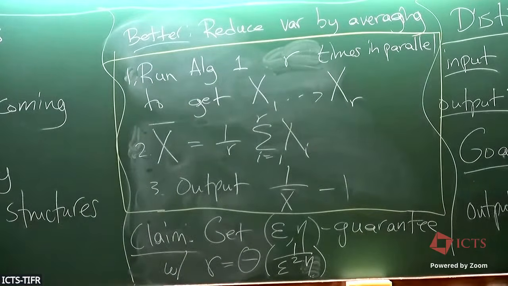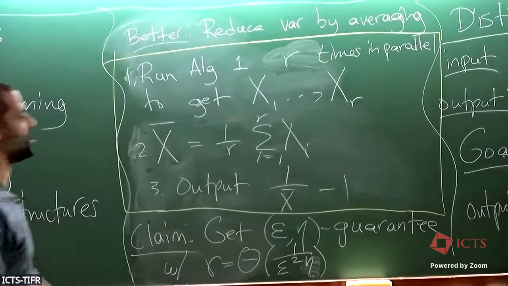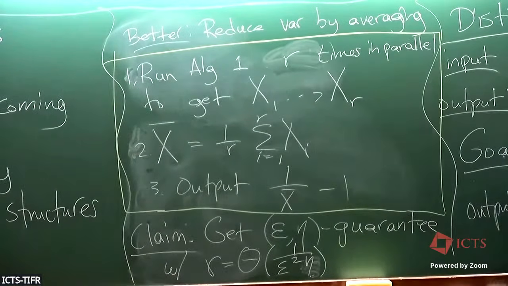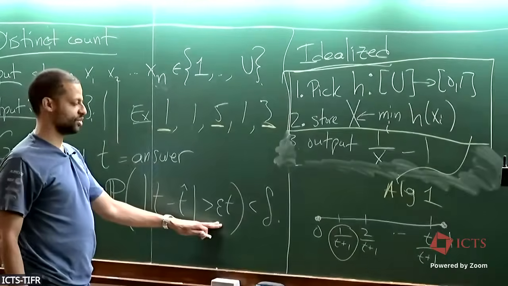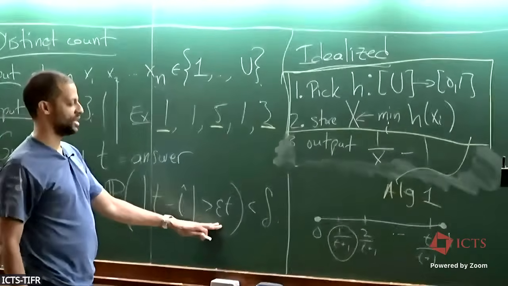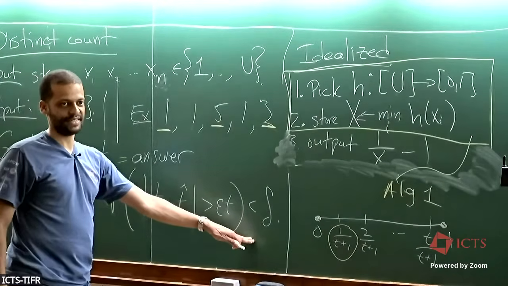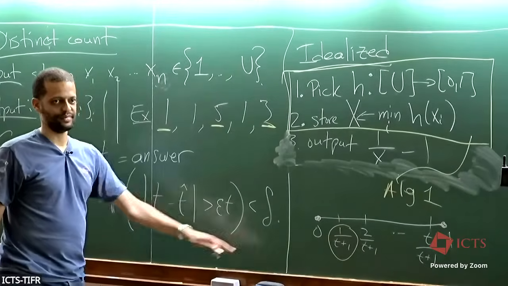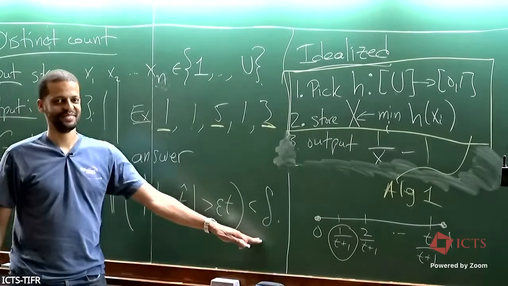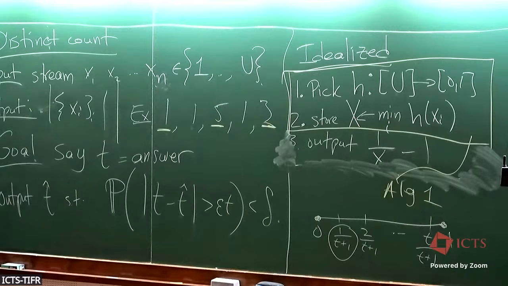This is guiding. It gives you that your output will be within epsilon of the truth multiplicatively, 1 plus epsilon, and your failure probability will be eta. So this is delta, but I'm getting eta here because I'm going to do something else to get my delta in a second. So I'll call this algorithm 2.